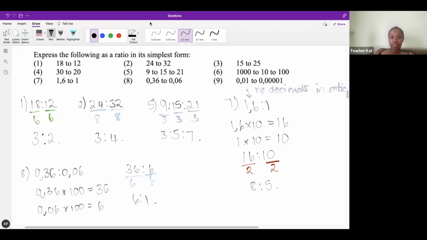Okay, I think that's enough of that. Thumbs up, thumbs down. Do you guys understand how to simplify ratios? Okay, that's a bit more thumbs up. I feel better.